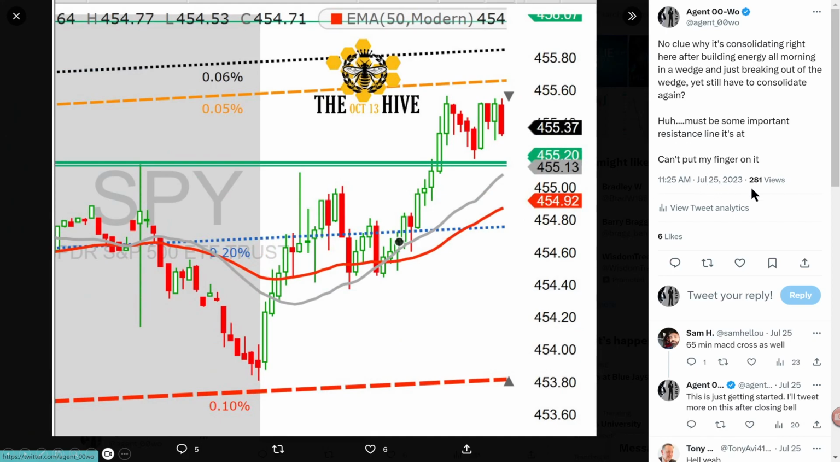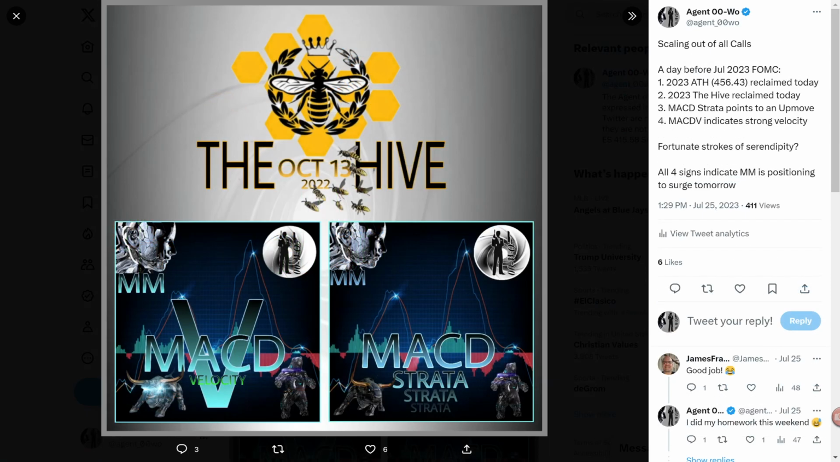This is Tuesday the 25th. So again, I'm just tweeting, hey, man, look at this. Consolidation under the hive. No clue, of course I'm being facetious there, no clue why it's consolidating right here. Okay? So must be some kind of important resistance line right there. I can't quite put my finger on it. Anywho, Tuesday was a big up day. You guys remember this. I got calls that day.